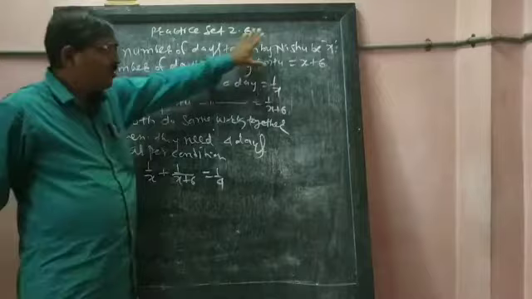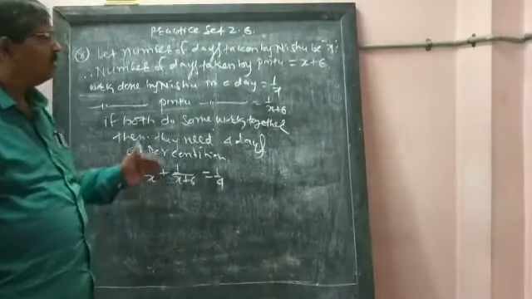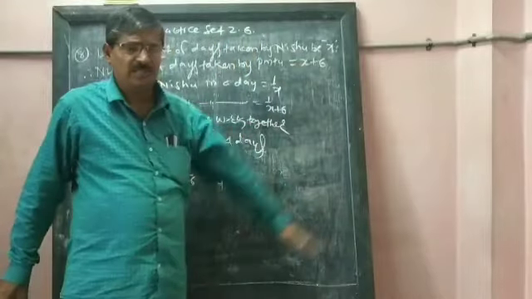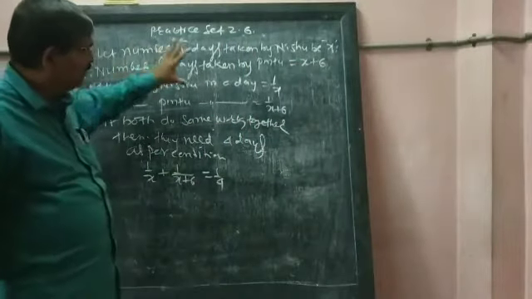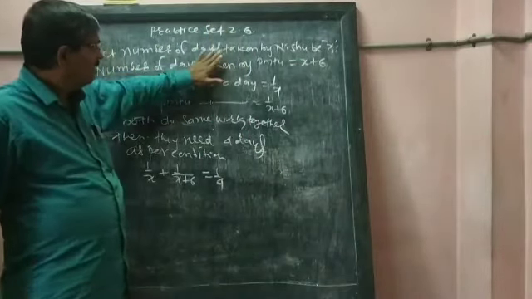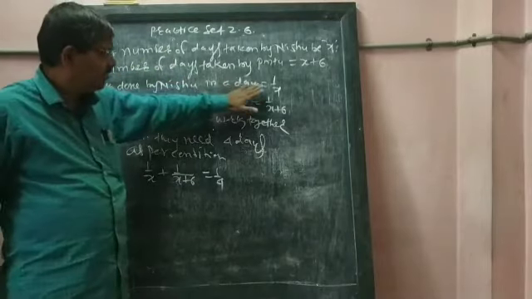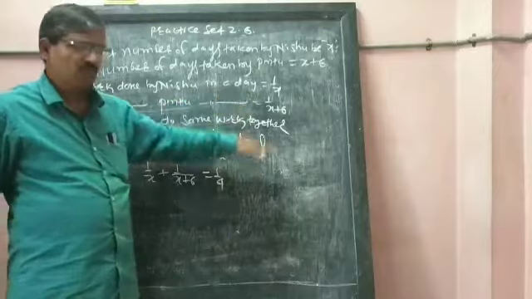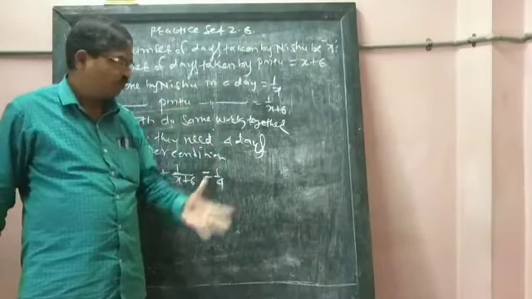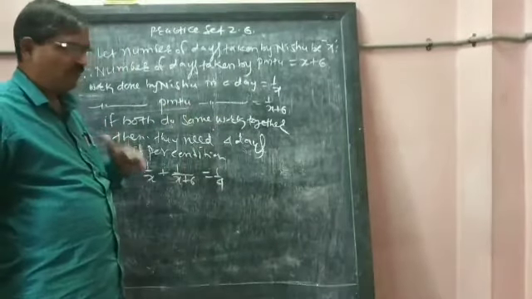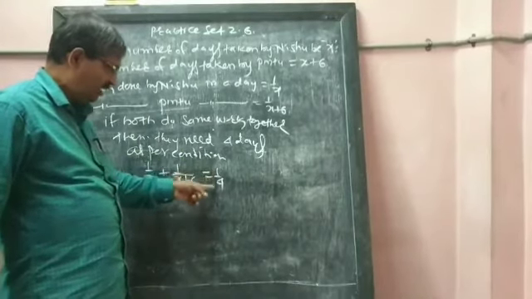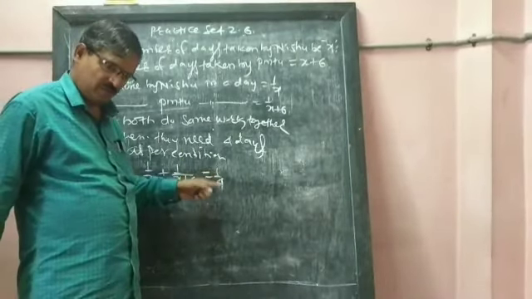Because the total number of days required, if they work alone, is x days for Nishu and x plus 6 days for the other boy. The work done by Nishu in a day is 1 upon x, and the work done by Pintu in a day is 1 upon x plus 6. If they work together, they need 4 days, so in 1 day they complete 1 upon 4 of the work.